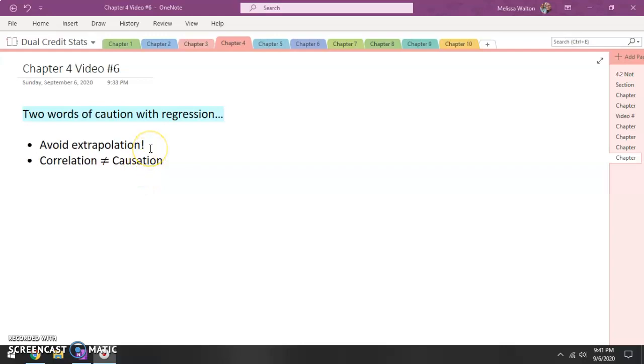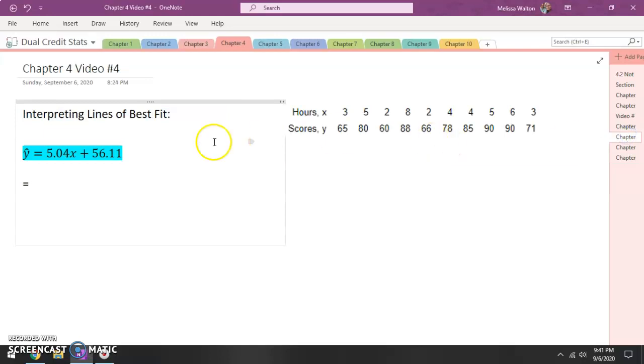First off, avoid extrapolation, meaning if you have data around a certain domain from some score to another score, don't use it too much to predict the future. So here is my example. Let's go back to the interpreting lines of best fit.